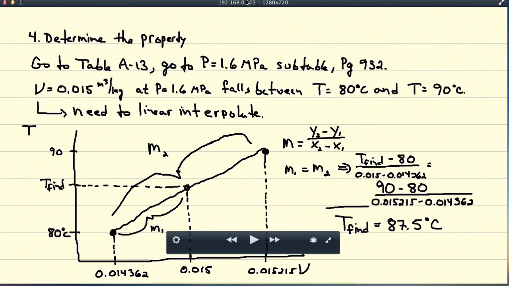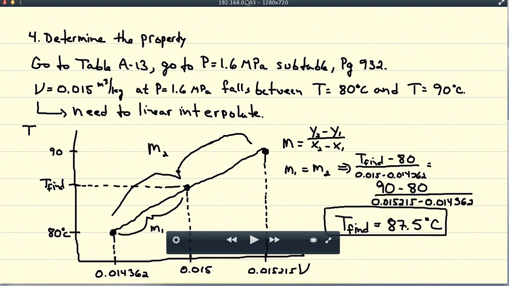And that then is our final answer. That is now the property that we were trying to find. Our temperature is 87.5 degrees C when our pressure is 1.6 megapascals and our specific volume is 0.015 cubic meter per kilogram. Okay, and that's the idea of linear interpolation.